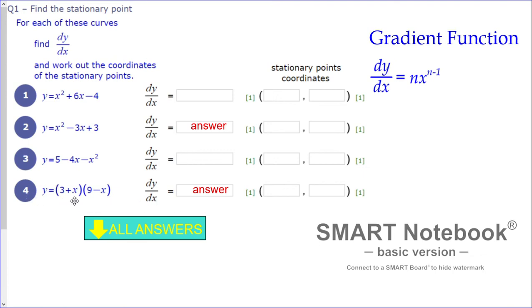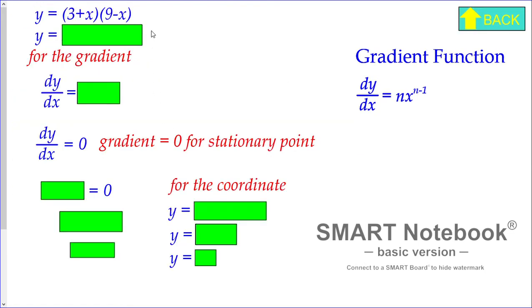Number 4, it's not in the form that we normally would like. We have to do one extra step. The extra step we have to do, we have to expand first. We can't differentiate in this format. So, let's expand. 27 plus 6x minus x squared. We can all expand at this point. Now we do the derivative.